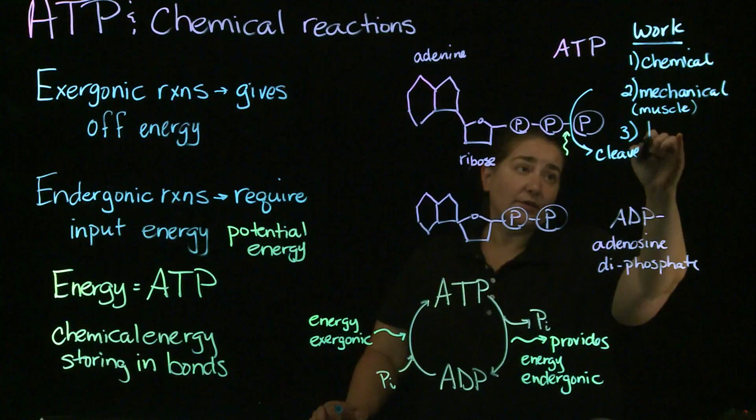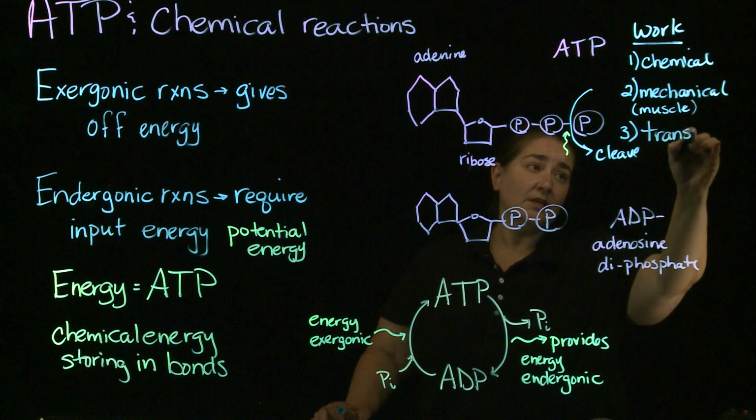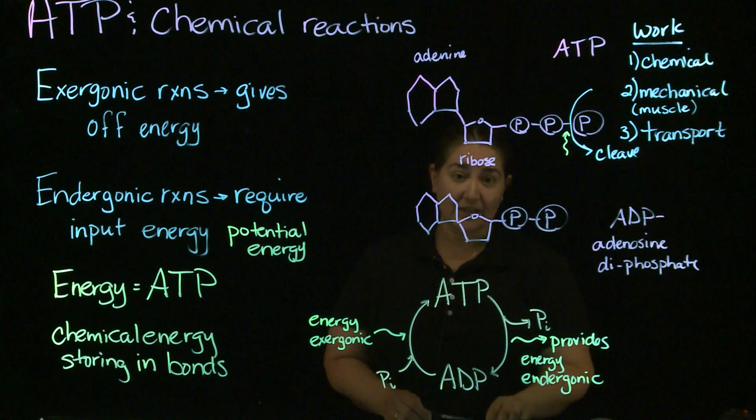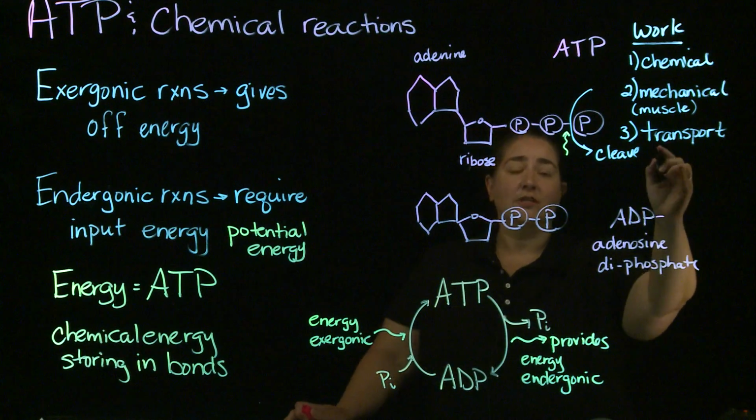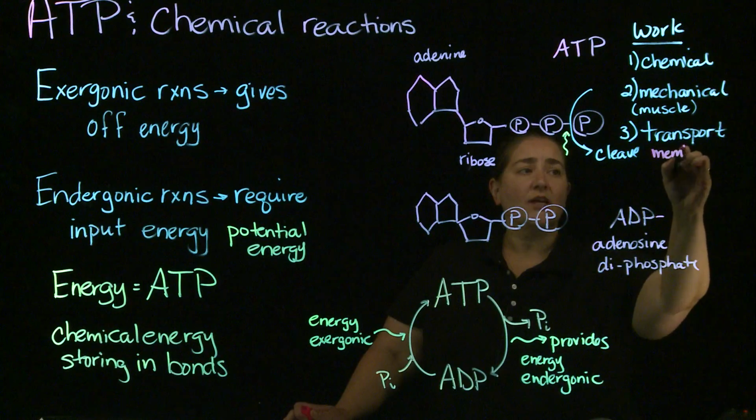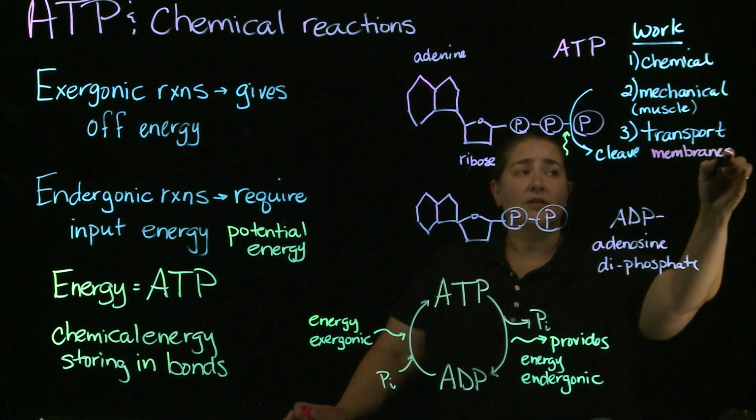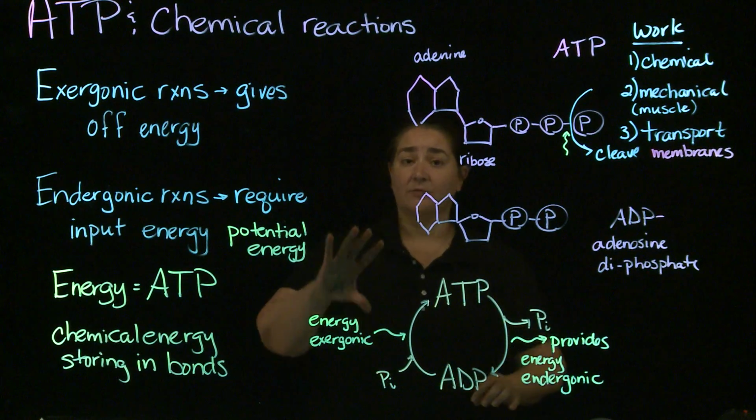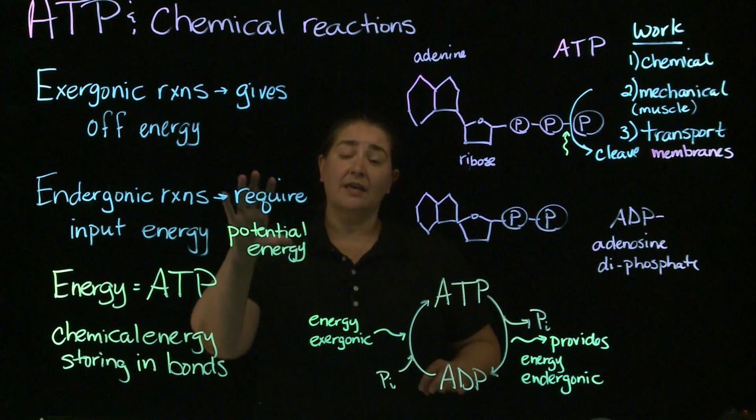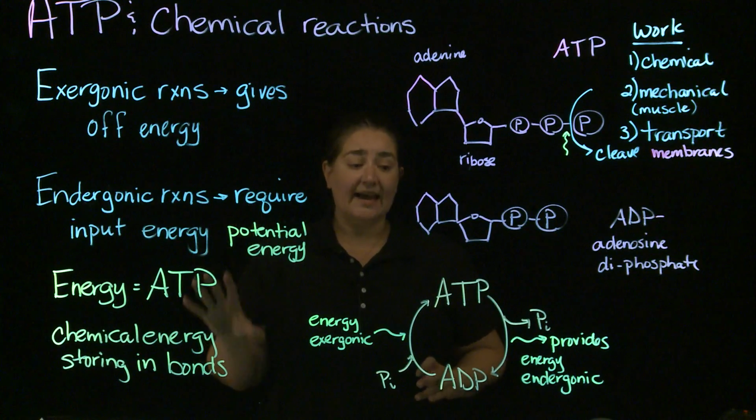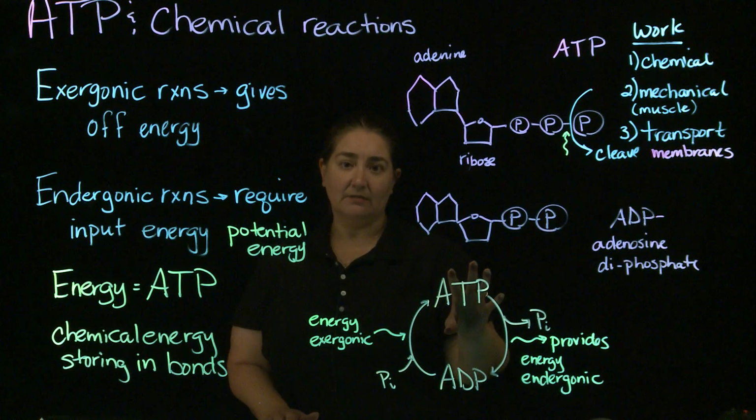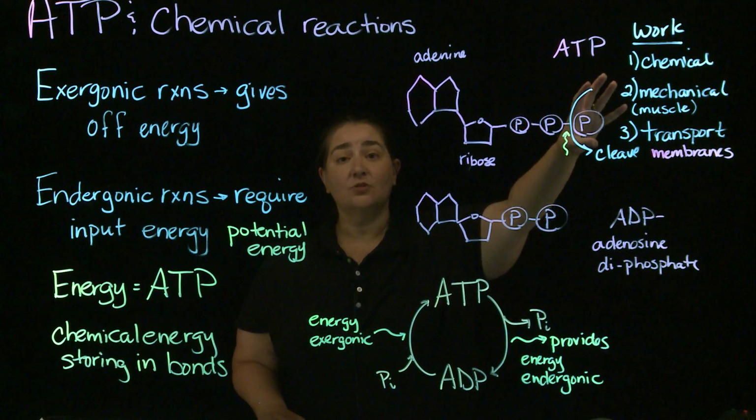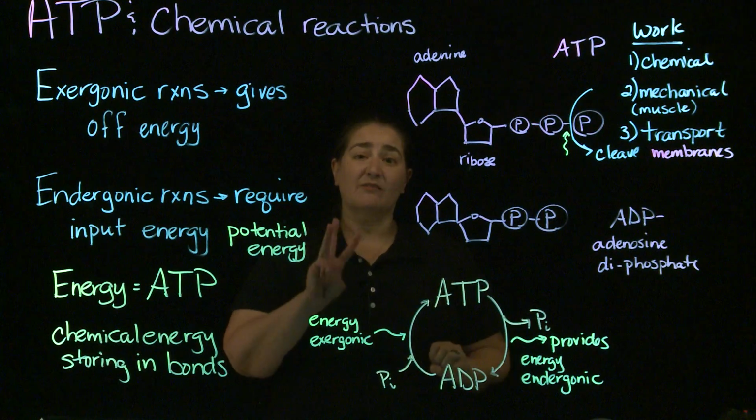And our last one is really going to be involved in Chapter 5, what we're talking about here, because we're talking about transport. So we're talking about moving things across membranes, all right? And ATP, when I talked in a previous video about active transport, required ATP, okay?